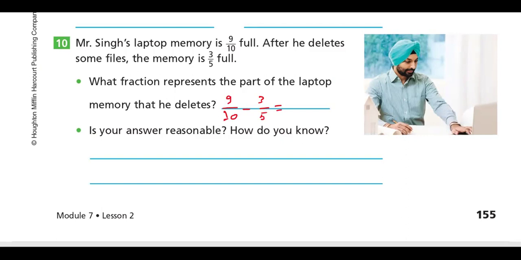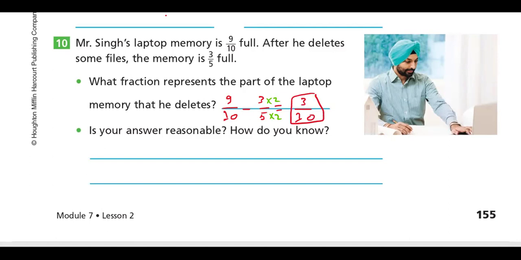So not the same denominator. So I can make 5 as 10 if I multiply by 2 up and down. So it will be now the same denominator, 10. And this 9 minus 6. 9 minus 6 is 3. So our answer is 3 over 10.